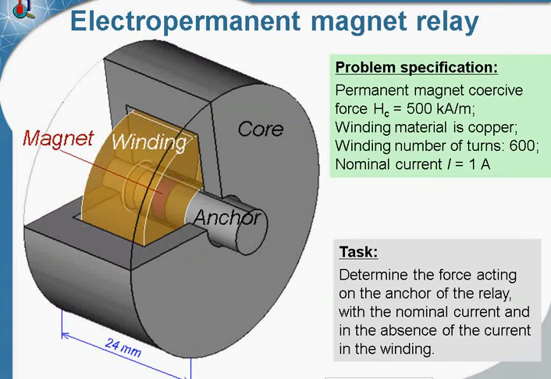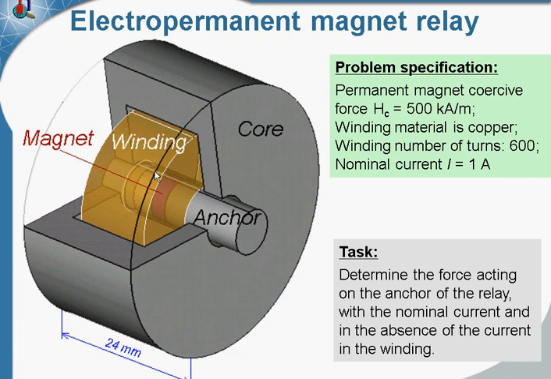Electropermanent magnet relay. A relay of conventional design develops a pull-in force for any polarity of the current. By adding a permanent magnet to the structure, a polarized relay is obtained. It can develop both the pulling and pushing forces.